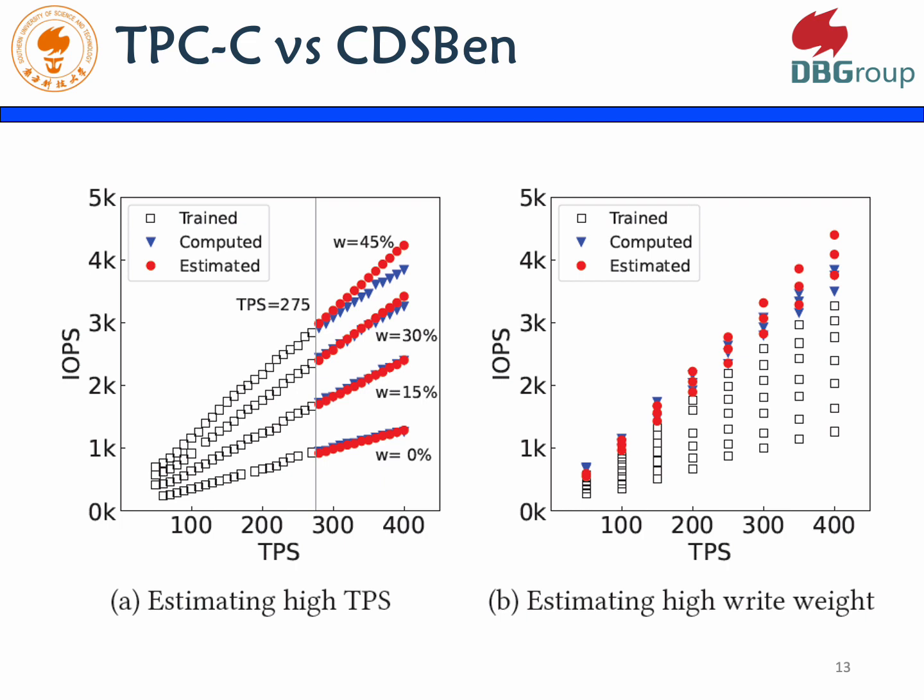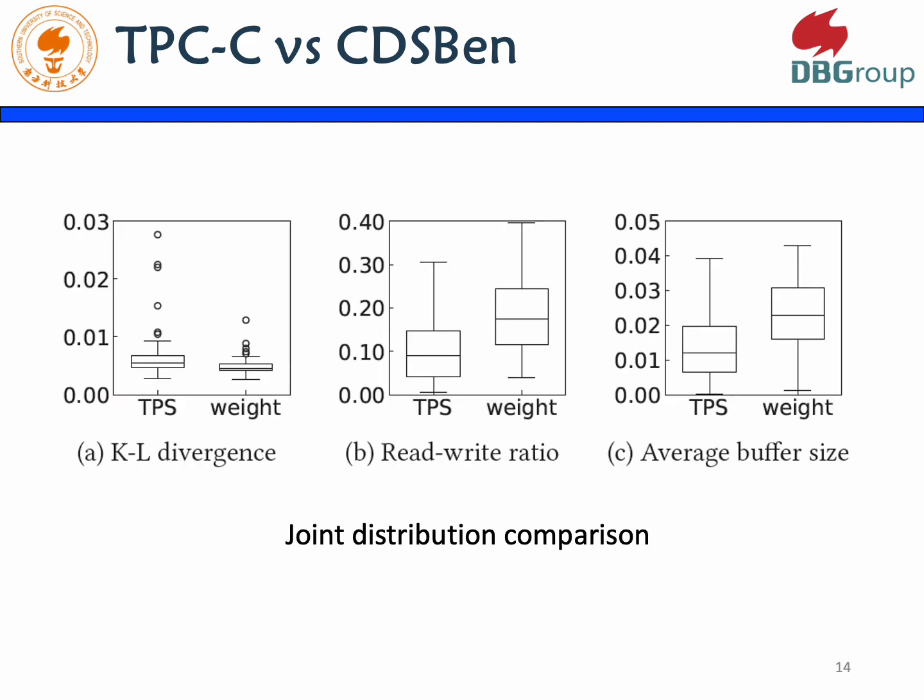Here, W refers to the ratio of new order transactions. In Figure B, we use the TPCC workloads with low write ratios to estimate the I/O workloads with high write ratios. In both figures, the estimated ones from CDS bin are close to the real ones obtained by executing the TPCC workloads, which confirms that the LPS sequence estimation model of CDS bin is flexible enough to generate I/O workloads for different compute workloads with varying features.